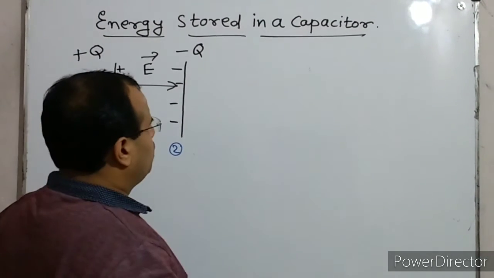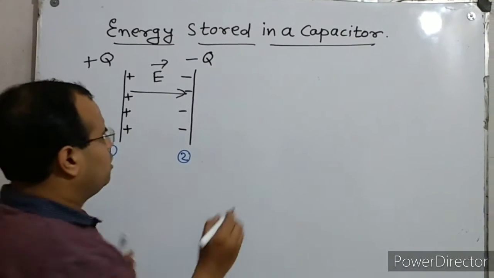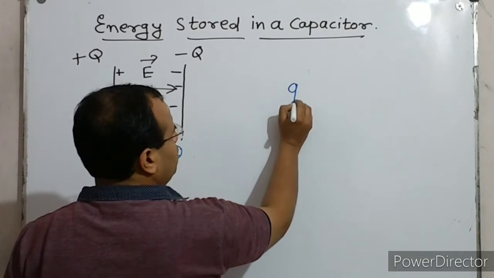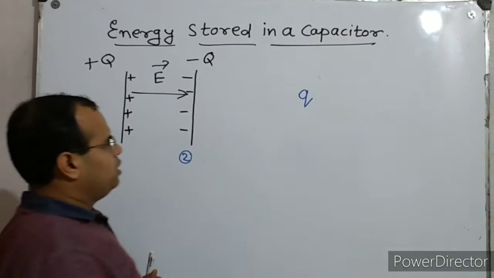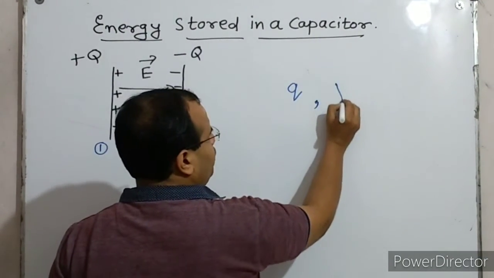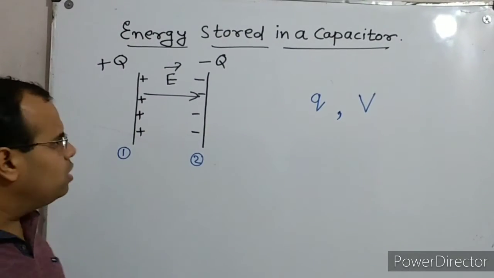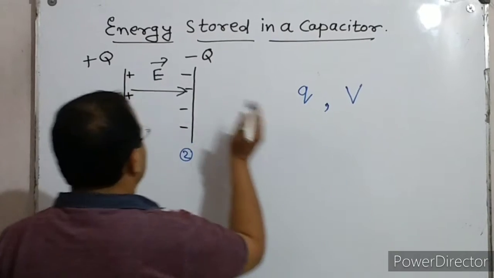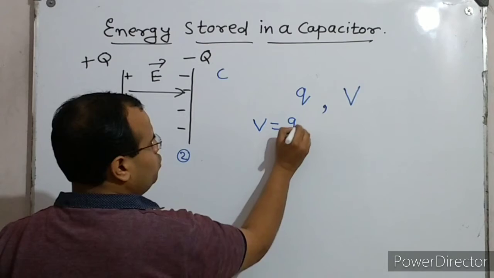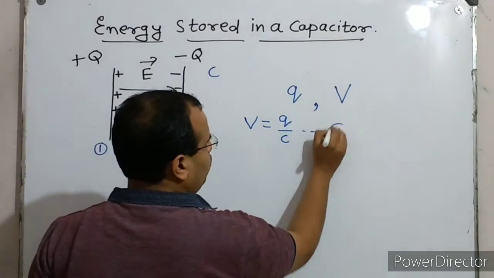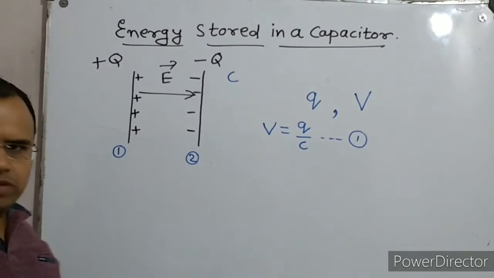So what we will do, we will consider one intermediate case in which the charge over the plate of the capacitor was Q, and at this particular stage V was the potential difference between the plates of the capacitor, and C is the capacitance of the capacitor. So we can write that V is equal to Q upon C, equation number 1. This is the expression for the potential difference between the parallel plates of the capacitor.